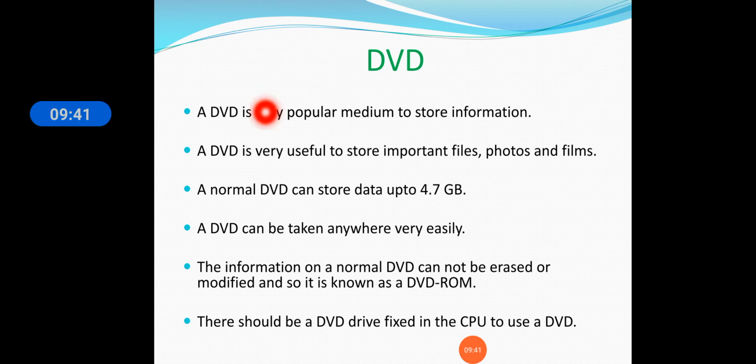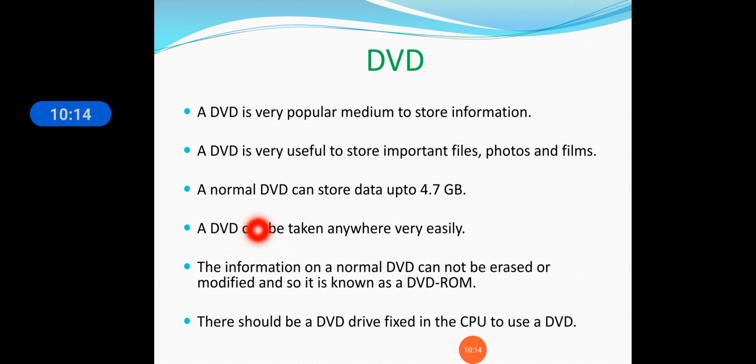So DVD is a very popular medium. Nowadays we are using more and more DVDs. It stores files like photos and films. And what is the storage capacity? Its storage capacity is 4.7 GB. A DVD can be taken anywhere very easily. The information on a normal DVD cannot be erased or modified, so it is known as DVD-ROM. There should be a DVD drive fixed in the CPU to use a DVD.